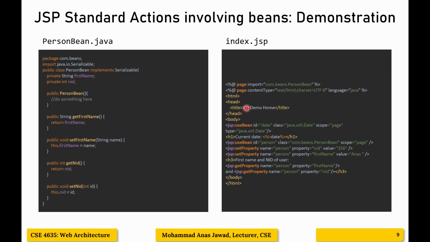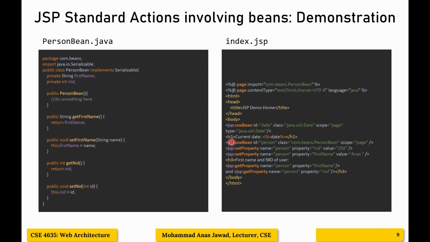Next we have some pretty straightforward things. We have our HTML tag, our head tag, and then we start our body tag, where we will be writing our main stuff. At first, for demonstration purposes, we have created an object of the java.util.Date class, using id equal to date. That means we are creating an object of the java.util.Date class with the name date. So we will have a date object, and we have set the scope for this object as page, and the type of this object as java.util.Date again.